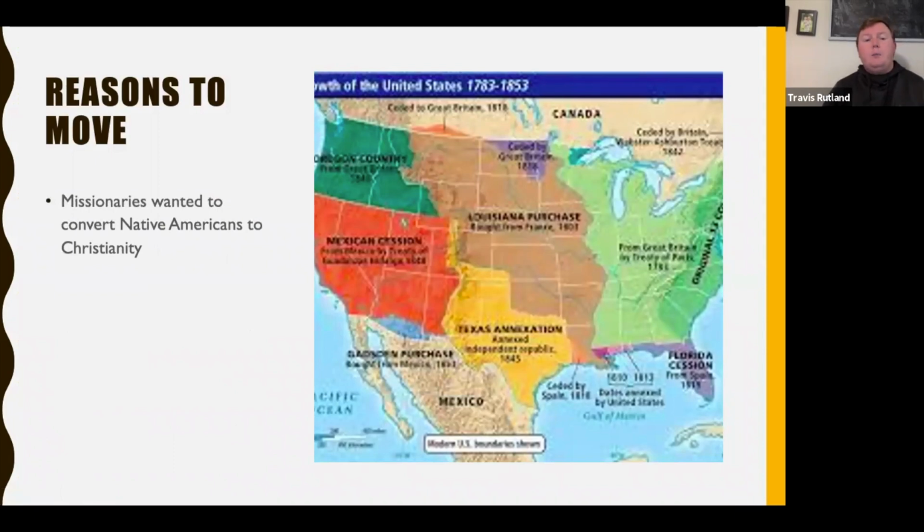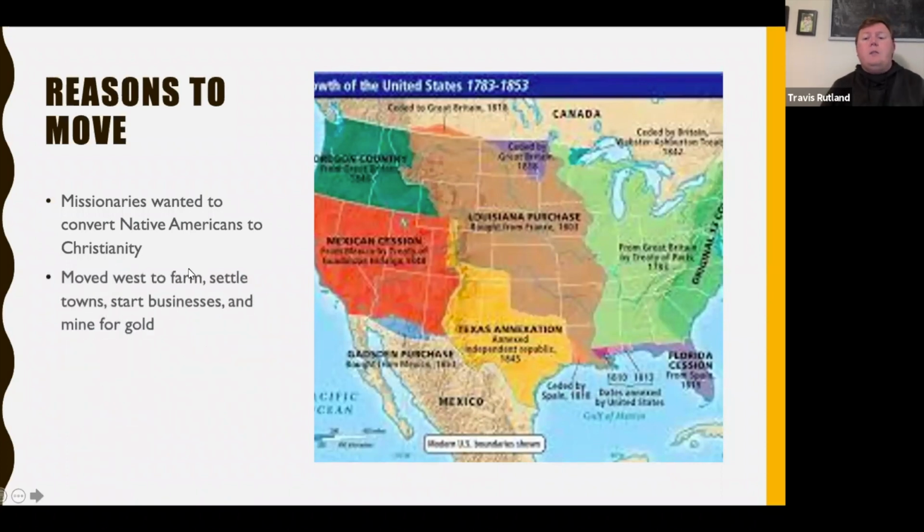The first people to move are missionaries. Their goal was to convert Native Americans to Christianity. The Spanish had done this when they settled in Mexico and moved up into California, Arizona, New Mexico. They set up these missions in order to convert Native Americans.